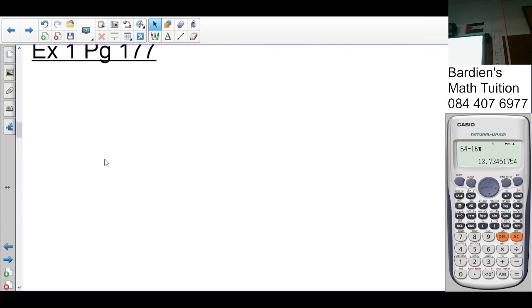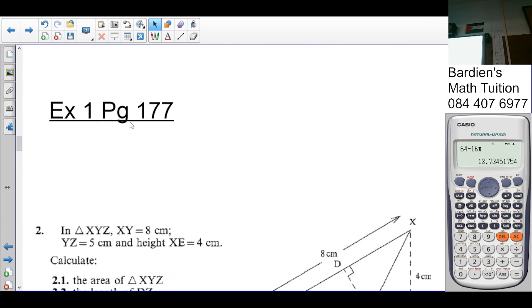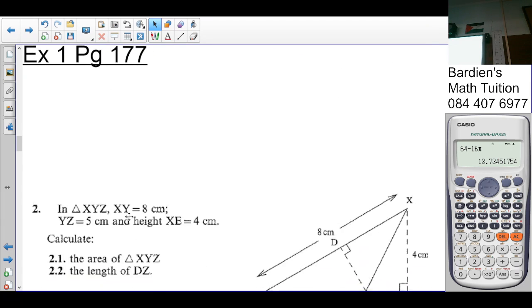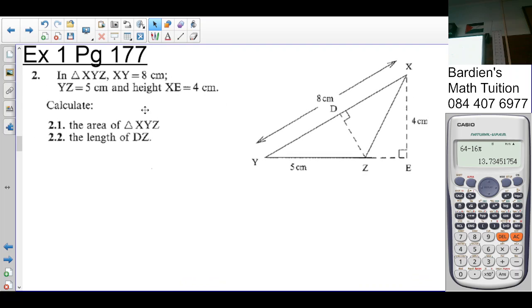Okay. Let's look at number 2. I think we must move a bit faster through it because we need to move to the grade 9 section as well. In triangle XYZ.